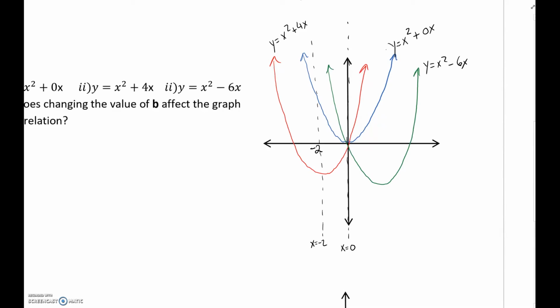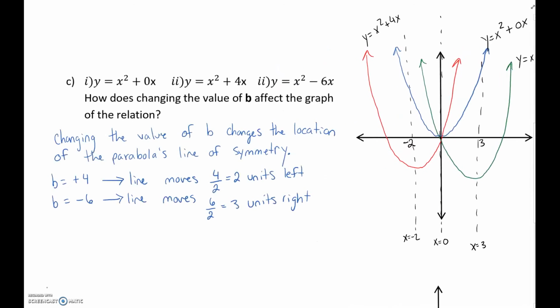And for the green function here, y equals x squared minus 6x, your axis of symmetry is going through x equals positive 3. So if you look at your b value here, divide it by 2 and change the sign, that's where the axis of symmetry is coming from. So let's write this out.